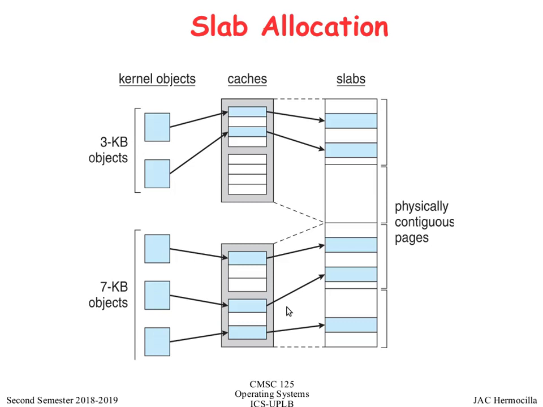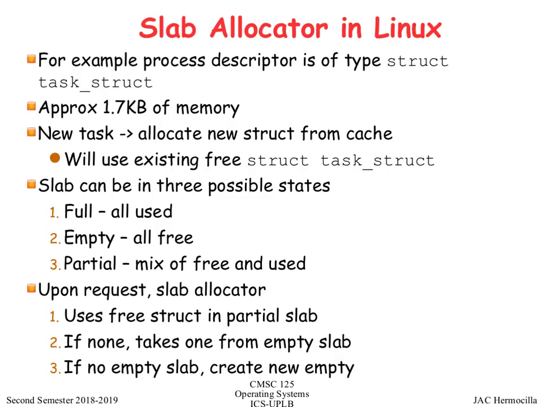And I think Linux uses slab allocation. Originally, Linux uses the buddy system, okay, but for performance improvements, they're now using slab allocation. Okay. So in Linux, the process control block is a struct, task struct. If I've mentioned this already, which is approximately 1.7 kilobytes, so that's what happens. Okay?